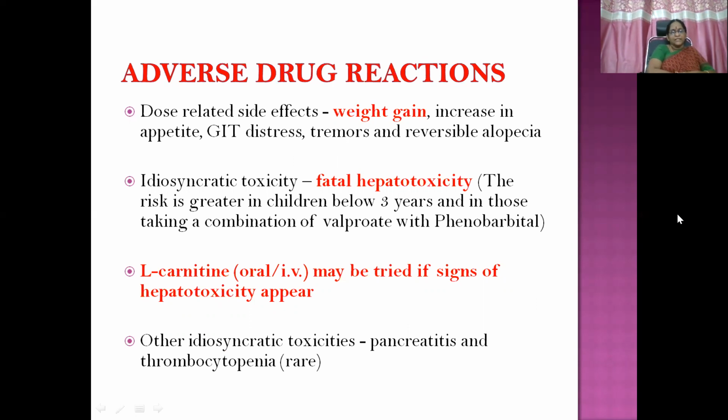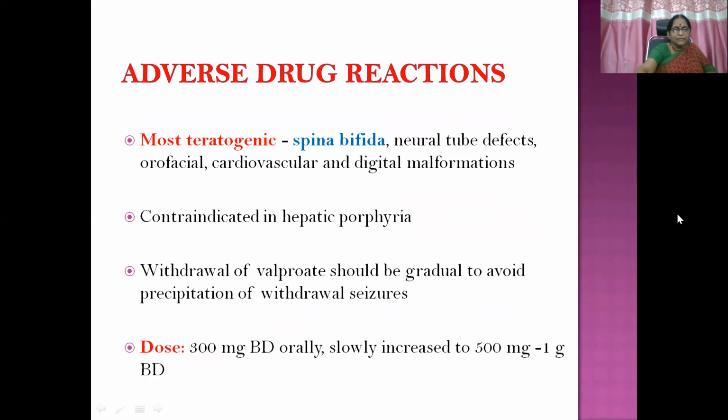Okay, the risk is greater in children less than 3 years. That's why we don't advise sodium valproate for children specifically. So rather we can go for the other molecules. L-carnitine may be tried if signs of hepatotoxicity appear, and other idiosyncratic reactions also can happen.